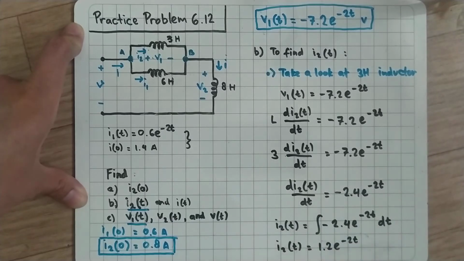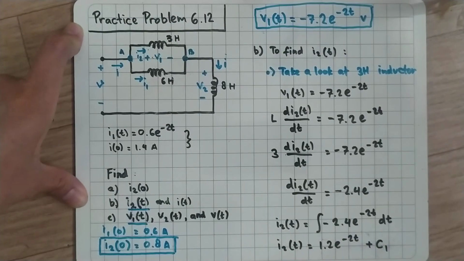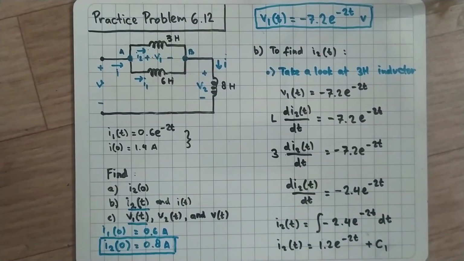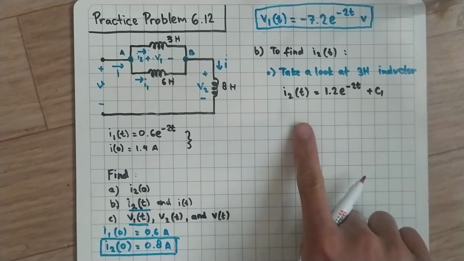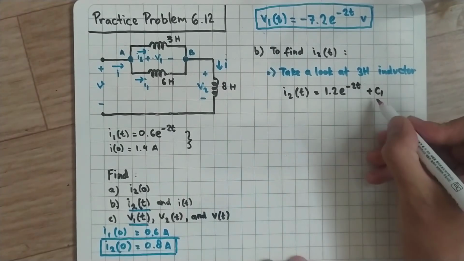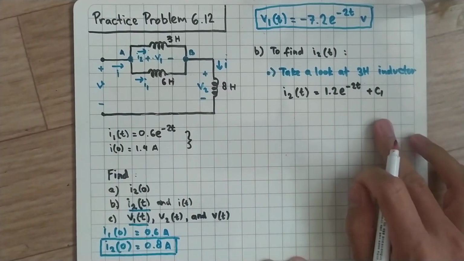But remember, when we have integration, we will have some integration constant. So we still need to find out what the value of this integration constant is. Okay, let's clean the board. So far we have this function, but we still need to find out this C1.